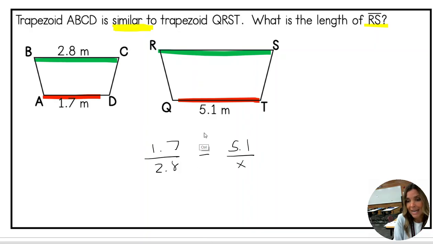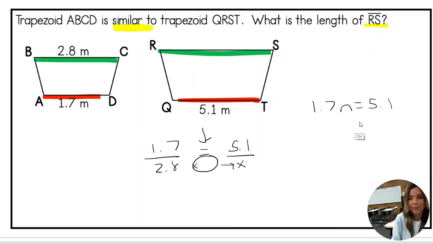Okay, so now I just need to find the scale factor. What are we multiplying 1.7 by? So what number are we multiplying 1.7 by to get to 5.1? And then once I know that, I'm going to multiply the 2.8 by the same number to get to the green side length.